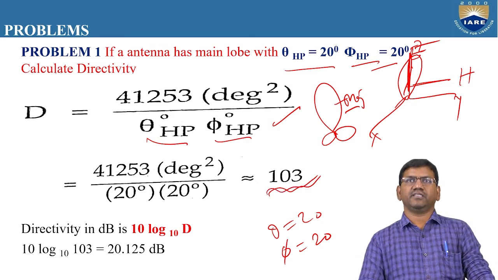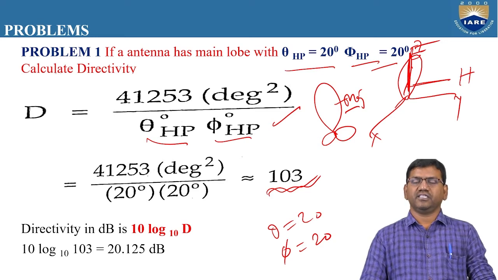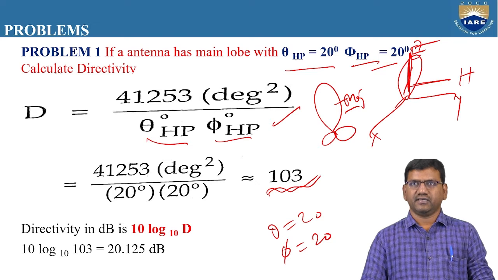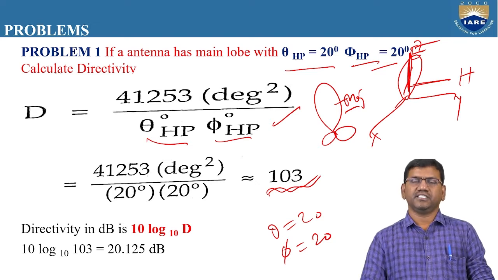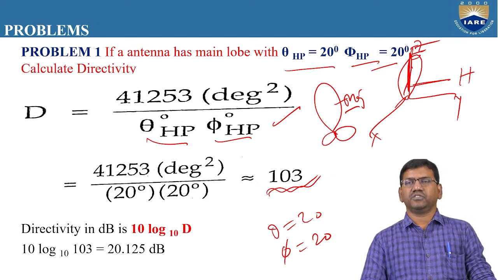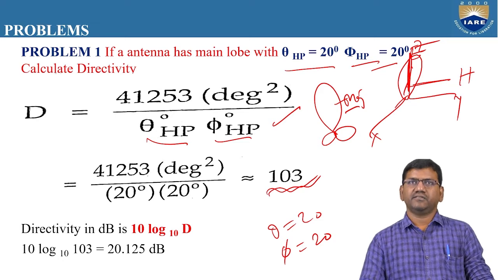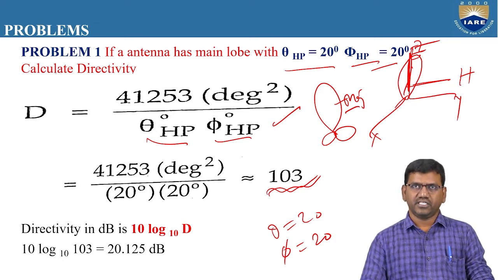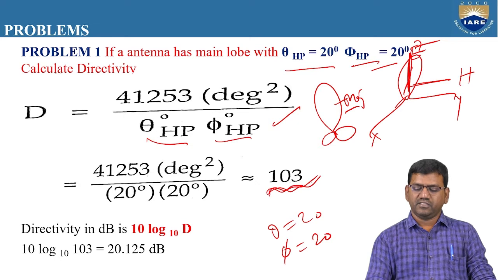As it is a dimensionless quantity, it is a ratio of maximum radiation intensity to the average radiation intensity. So the units of the maximum radiation intensity and the average radiation intensity get cancelled. Hence the directivity has no units. It is a dimensionless quantity, and D is given by 103.